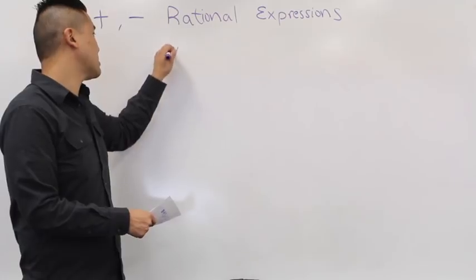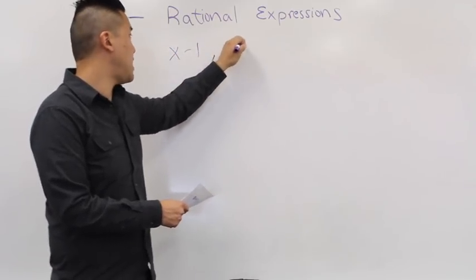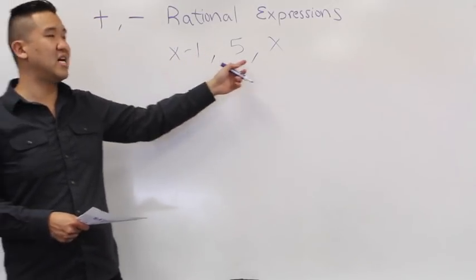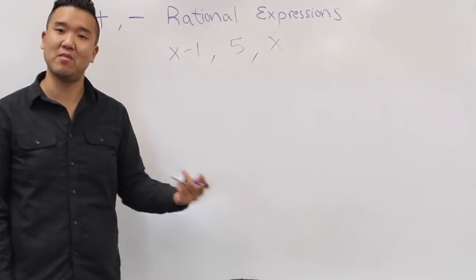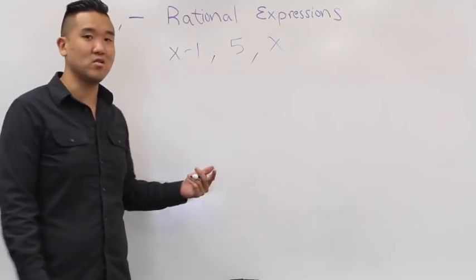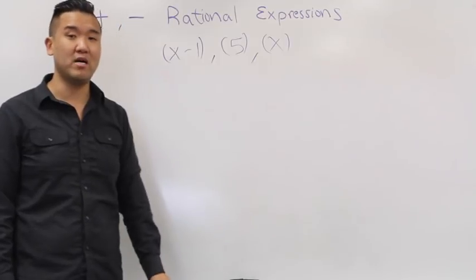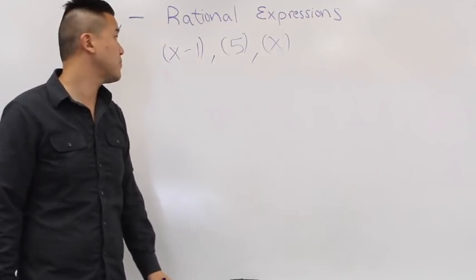If I give you x minus 1, 5, and x, what is my common denominator? I'll put parentheses here, so you know it's all or nothing. I'm going to give you about 30 seconds. Go.